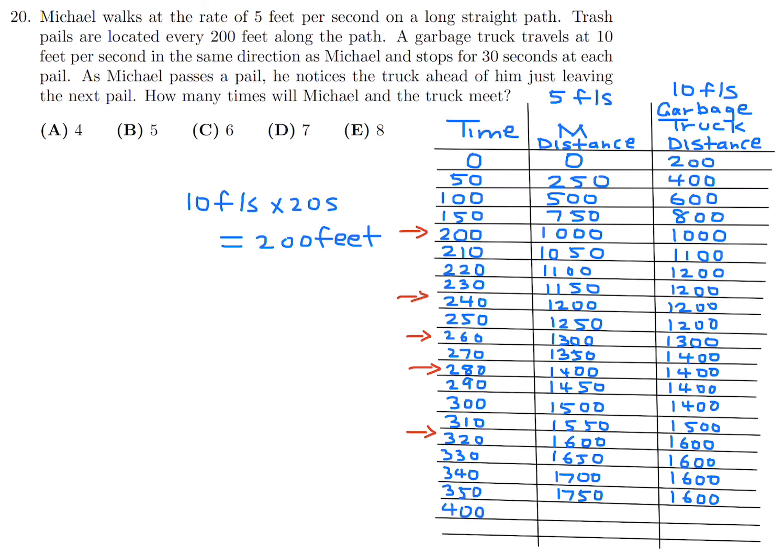Because if you go to 400, Michael will be now at 2,000, and the garbage truck will be at 1,800. If you go another 50 seconds, Michael will be at 2250 and the garbage truck will be at 2000. And you notice Michael's getting further and further away. So that's it. These are the only meeting points, and that is 5 meeting points. So therefore, for number 20, the answer is B.